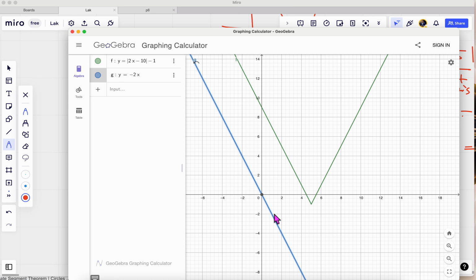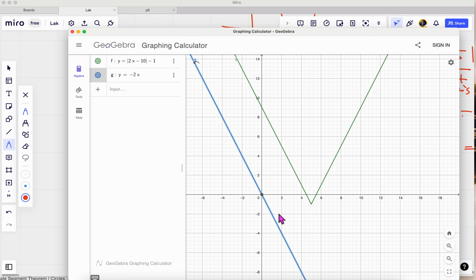So you have y equals modulus 2x minus 10, minus 1, which is the green one over here. Then I have already plotted y equals minus 2x, which has gradient minus 2, so it looks like this. I know you cannot use GeoGebra in your exam, but you can sketch y equals negative 2x very fast in the diagram. So it should look something like this.